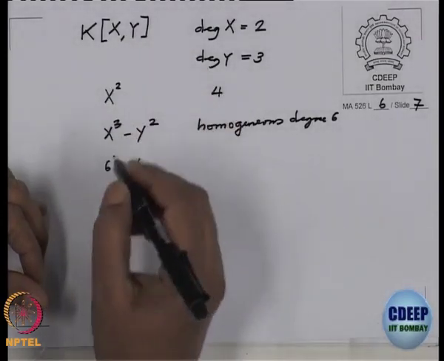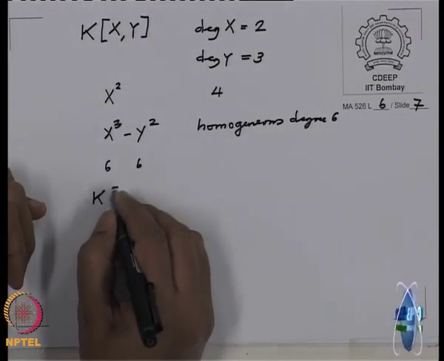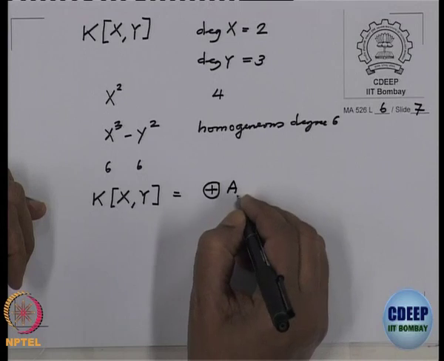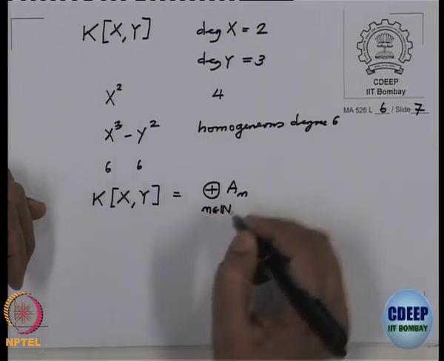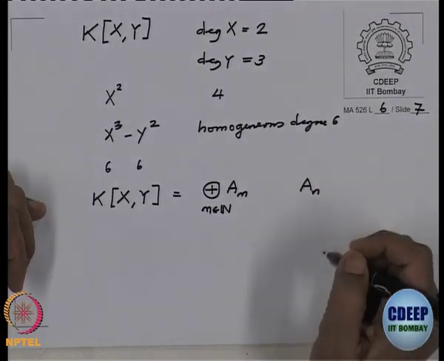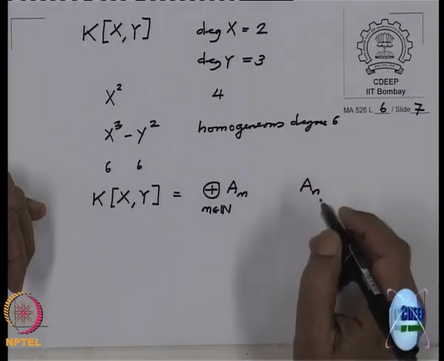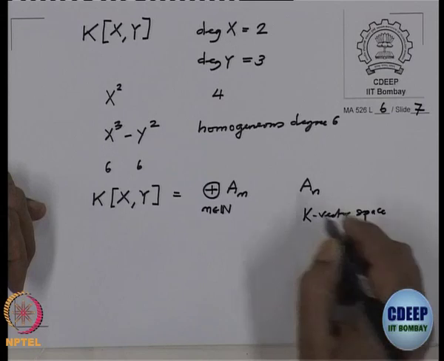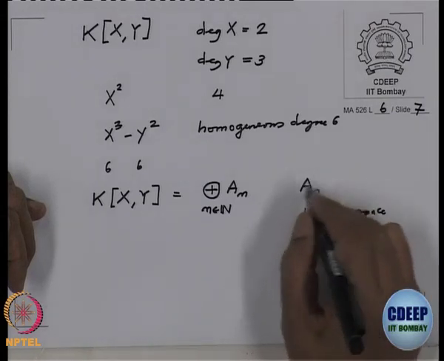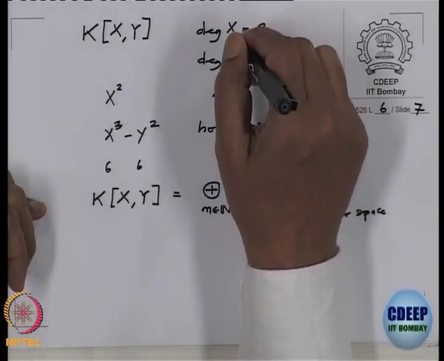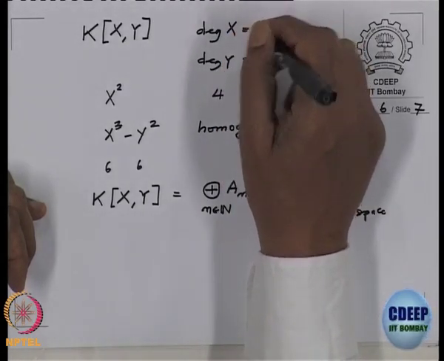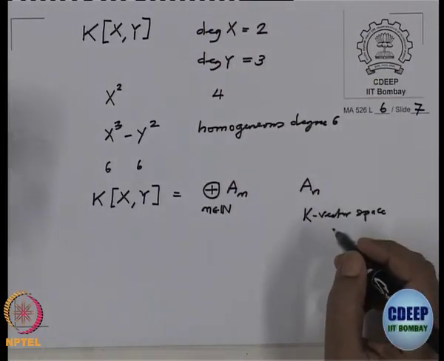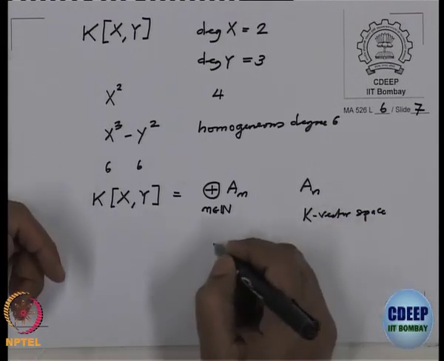So in this, when I try to write the decomposition for this ring as the direct sum of A_n, this A_n is a k vector space generated with basis whose monomials have degree n, but weighted degree. So weight 2 to x and weight 3 to y. For example, there is no degree 1 element in this; A_1 is 0 actually.